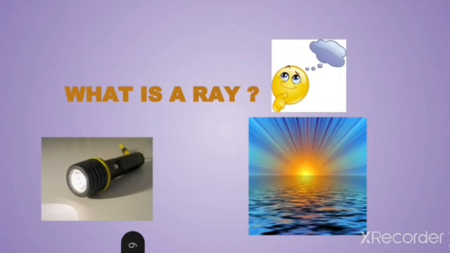What is a ray? Look at the above two pictures. What do you see? You see a torch. The light rays from the torch start from a point and go forward continuously in one direction. In the next picture, the sun rays start from the sun and go forward in all directions.